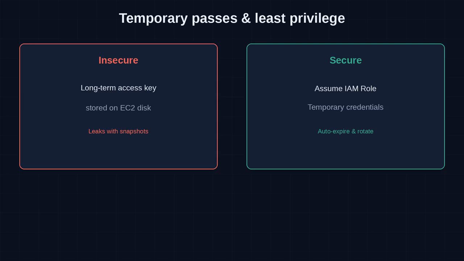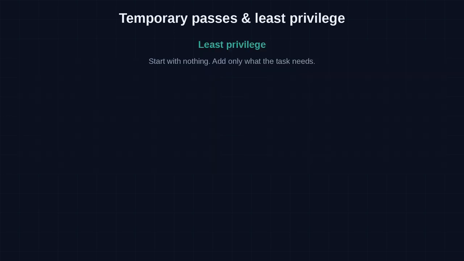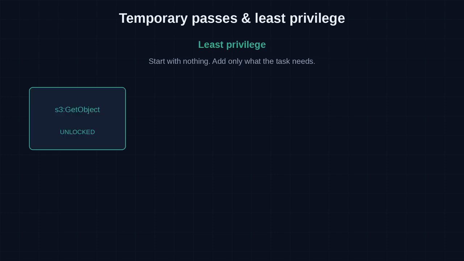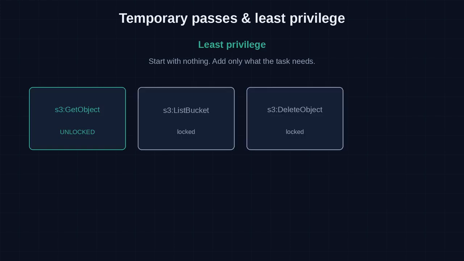That pattern pairs with least privilege, the design goal of the whole system. Start with no permissions, add only what the task requires. If the job is get object on one prefix, do not grant full bucket admin. If the job is list, grant list bucket, not delete. Least privilege does not mean deny everything forever. It means the smallest sufficient set.